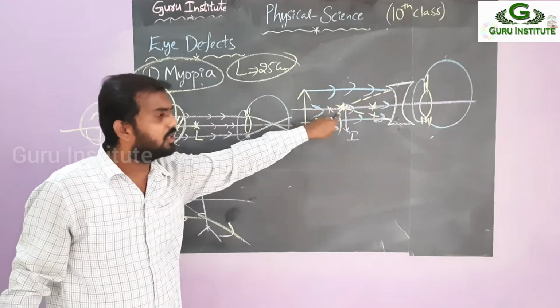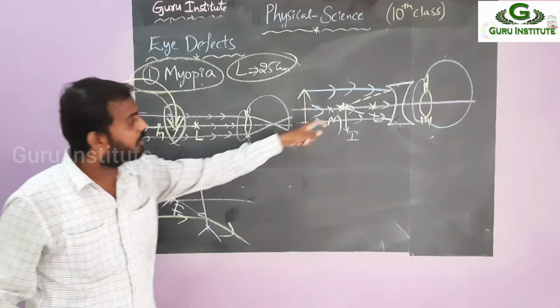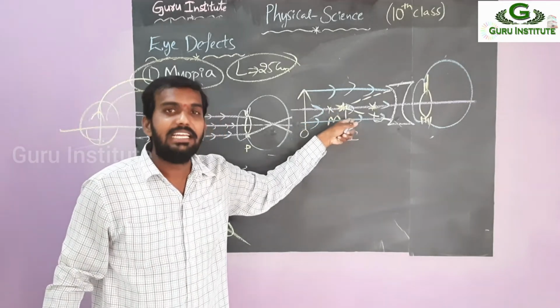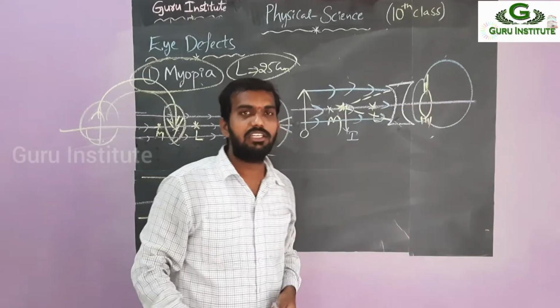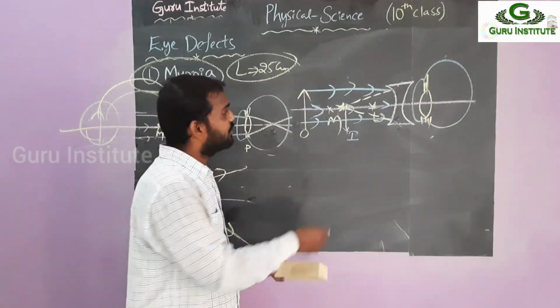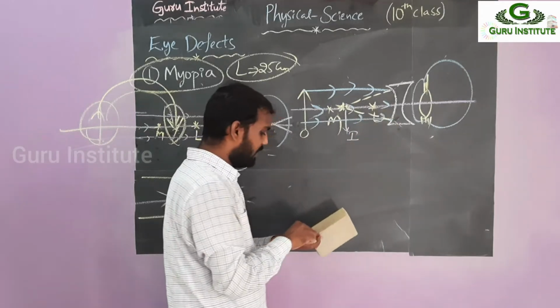So the image is formed here. So this is the original picture, right? So the image is formed. Now this image acts as the object for our eye lens. Now you can draw the rays from this image. How will it look?